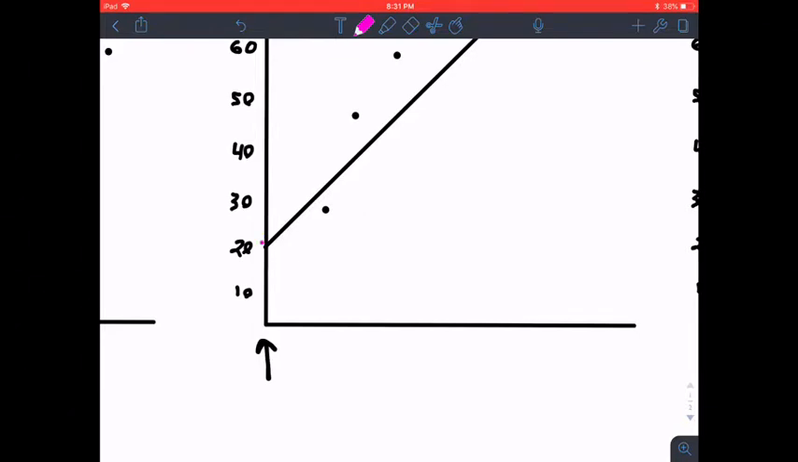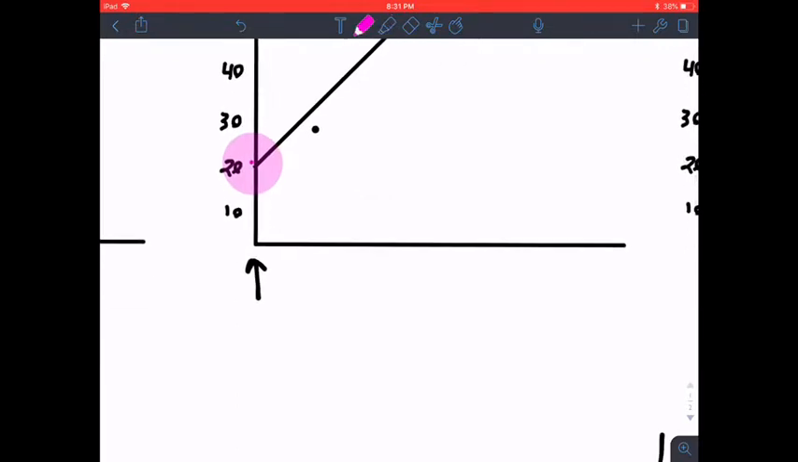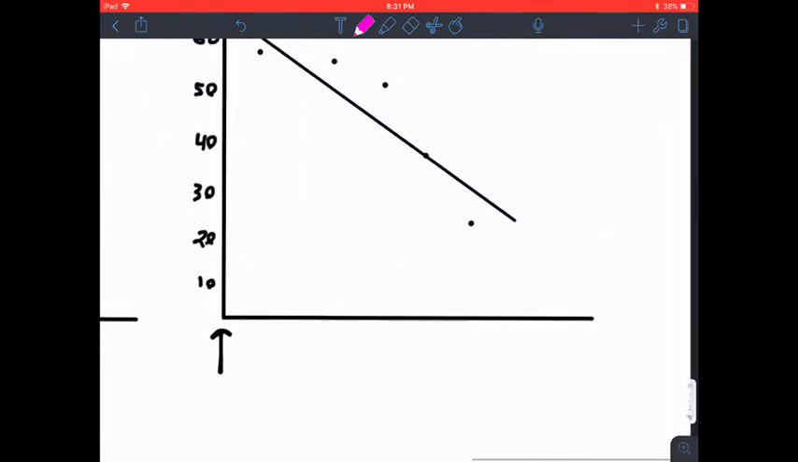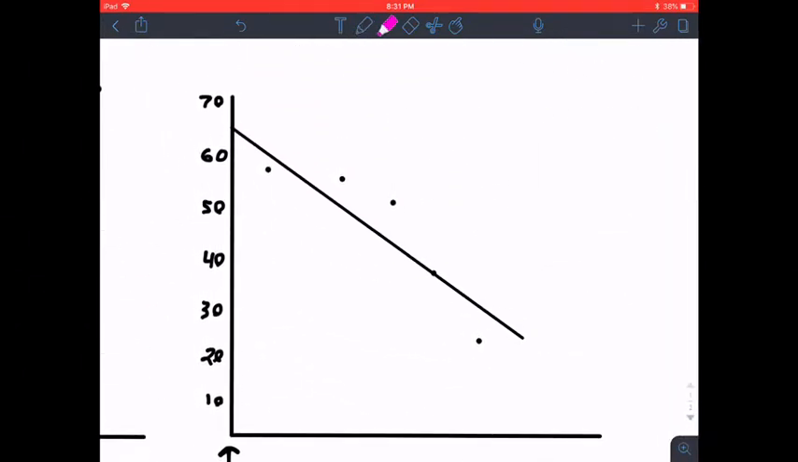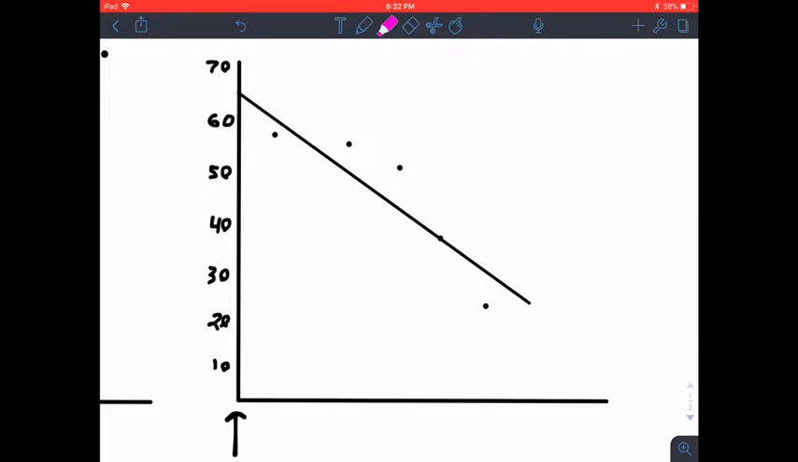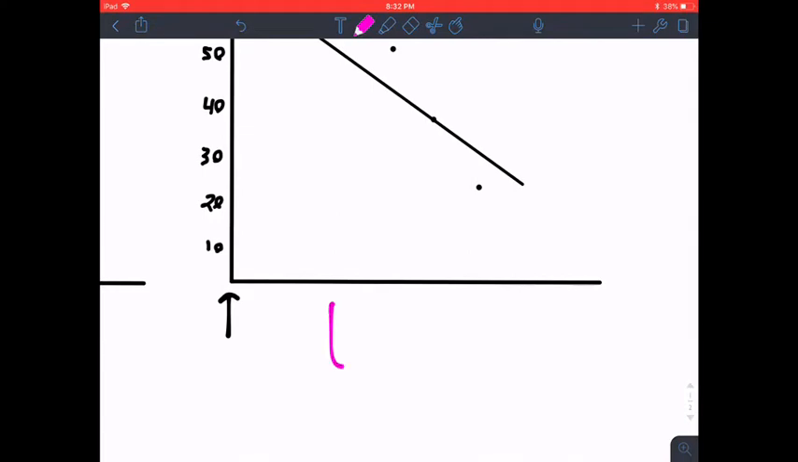In this case, the trend line does not intersect with the origin. It intersects with a y value of 20. And so in this case, our y-intercept is 20. On this graph, we now have a negative slope, so we're going to have a very high y-intercept, because when our x value is 0, we have a y value of about 65. So here, b is 65.